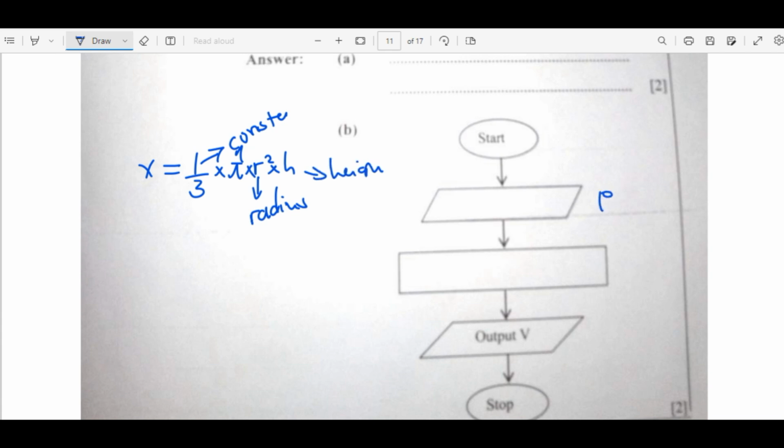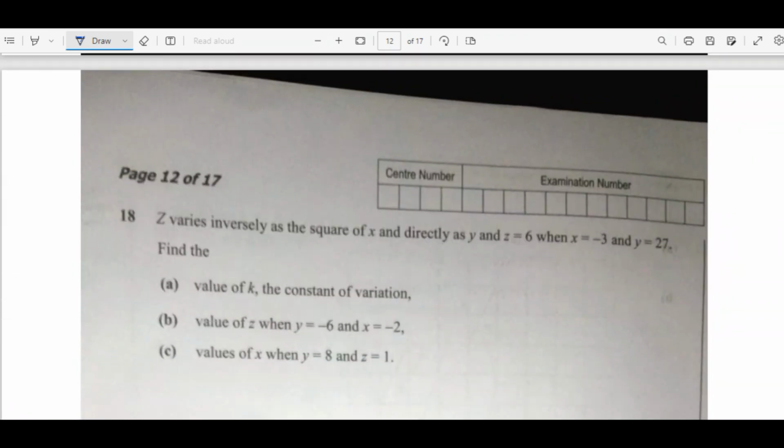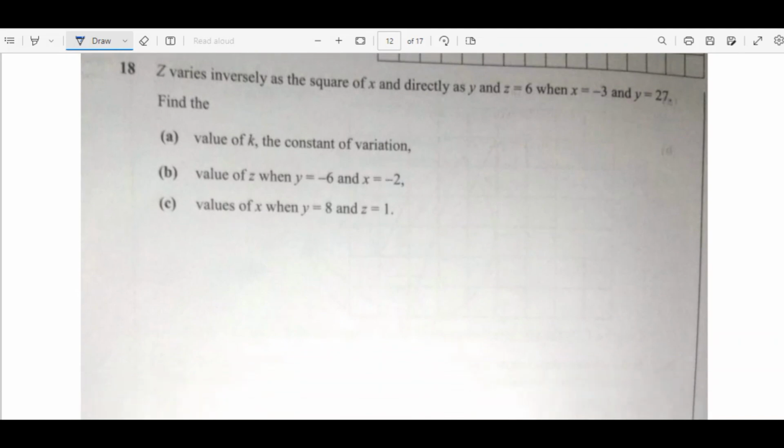So for the first parallelogram here, we need to put the input. We'll say enter r, which is radius, and h, height. Then here we are going to calculate. Now we just have to write the formula: V is equal to 1/3 times pi times r times r multiplied by h. So this is our final answer. We've completed this one. We move on to question 18.